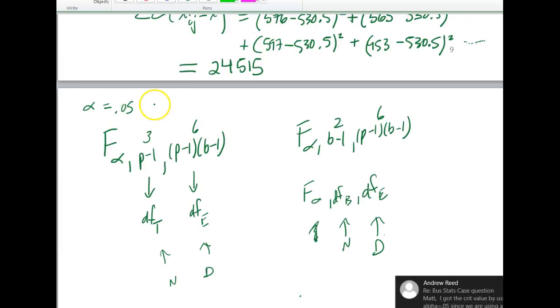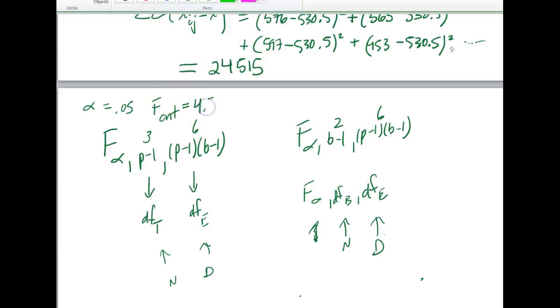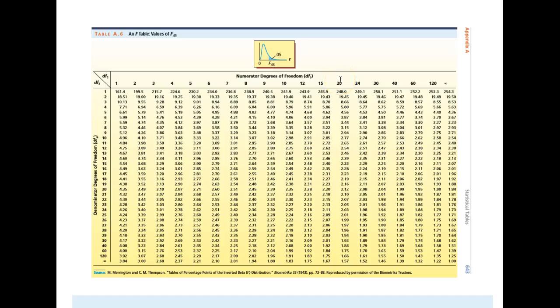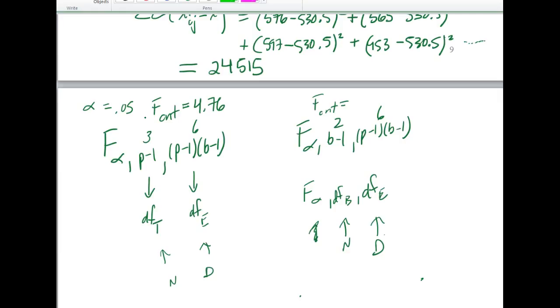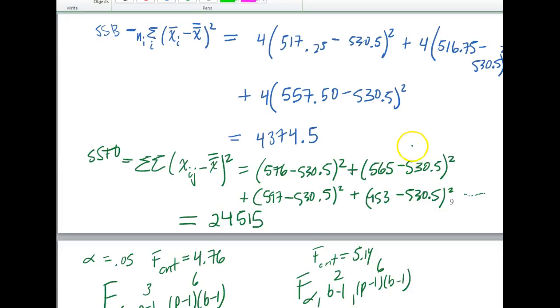So that F crit is 4.76, and then for this F crit, we look for 2 and 6, 2, 6, 5.14. This F crit is 5.14. So these would be the F critical values that we would be comparing our F calc values to.